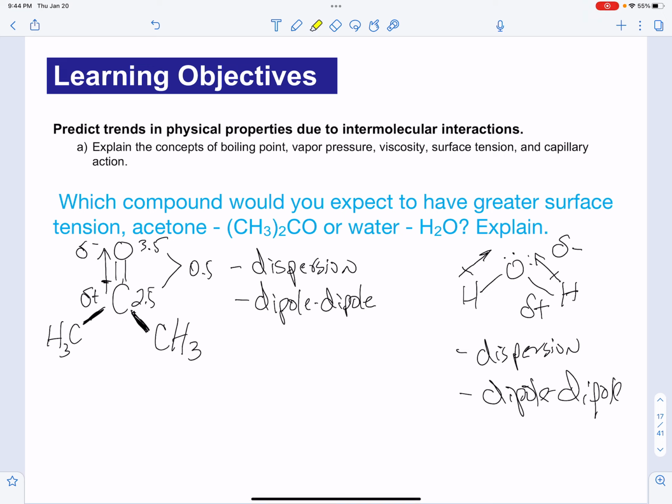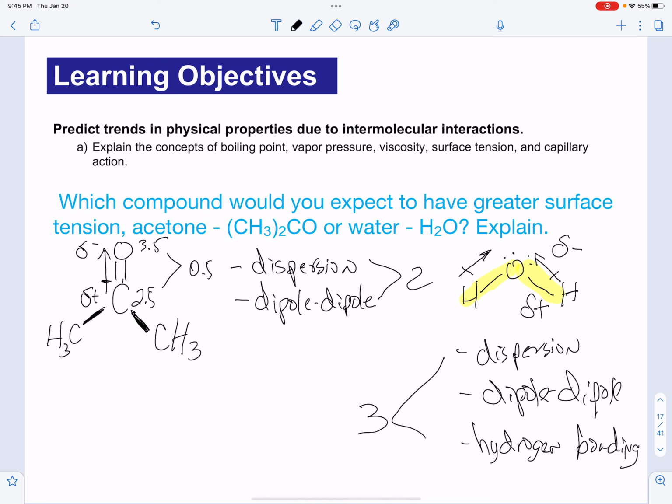and you're going to have two places where you can do hydrogen bonding. And it's not ionic, so we've got two forces versus three forces. This one should have the higher surface tension, and this one will have the lower surface tension.